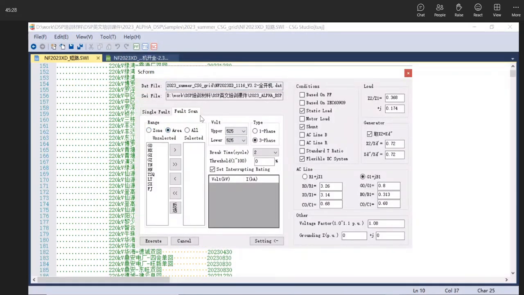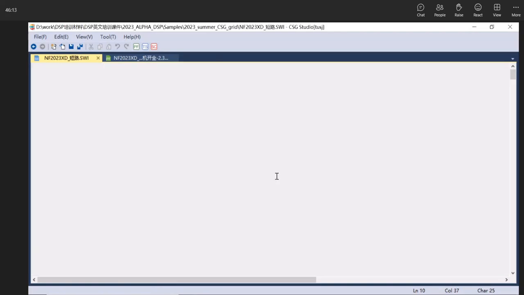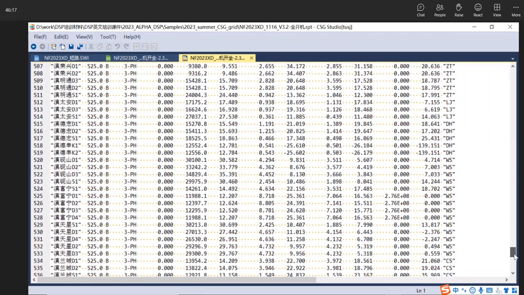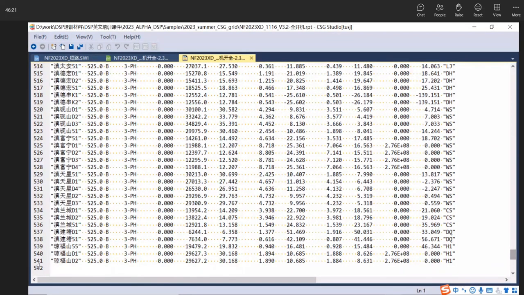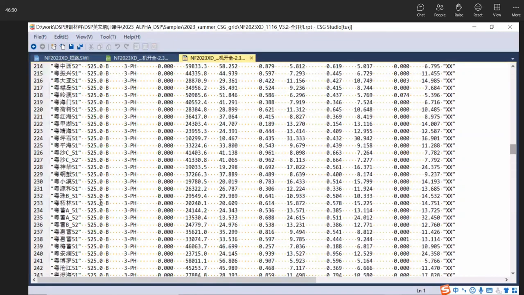You can see for the fault scan, we can calculate different areas: Guangdong area, Guangxi area, Guizhou area, and even smaller zones, smaller areas. If we choose to calculate all the nodes belonging to the 500 kilowatt, we can see in the China Southern Grid we have 541 nodes belonging to the 500 kilowatt.